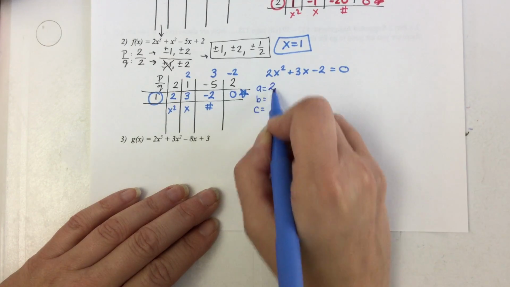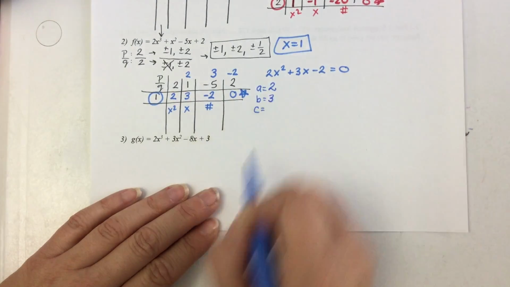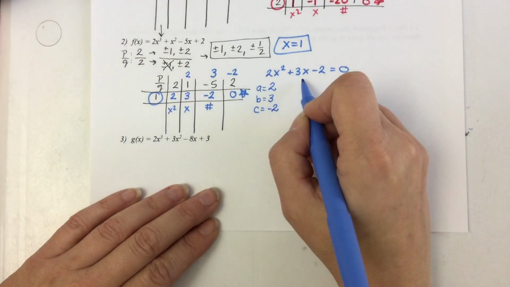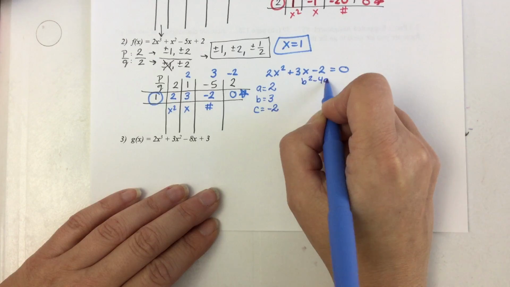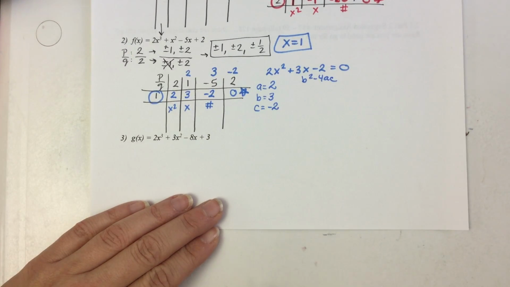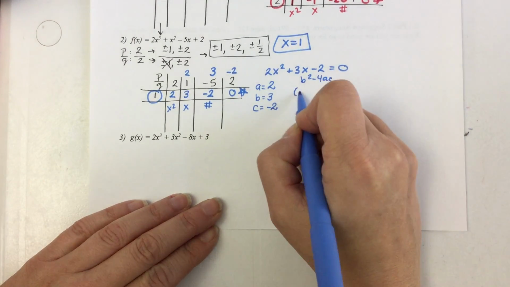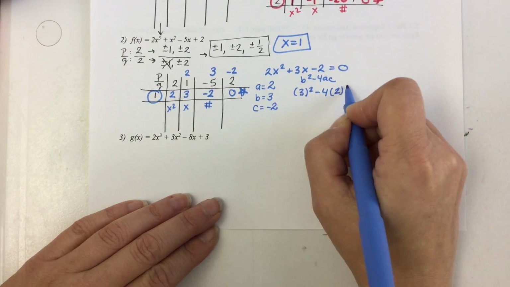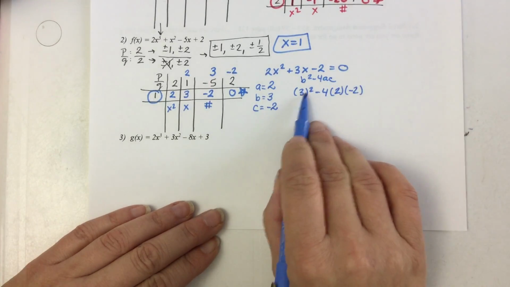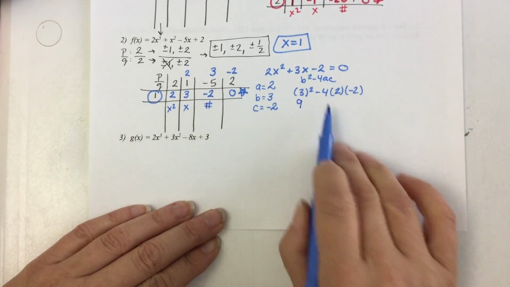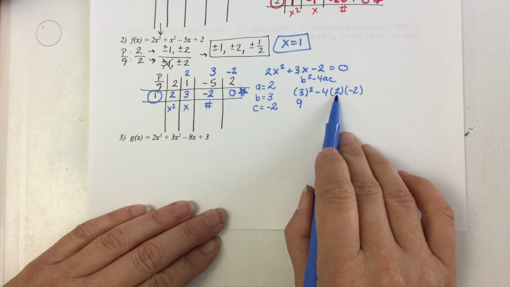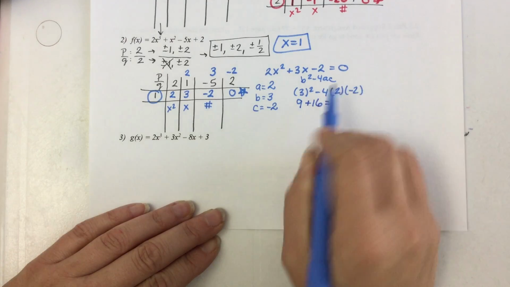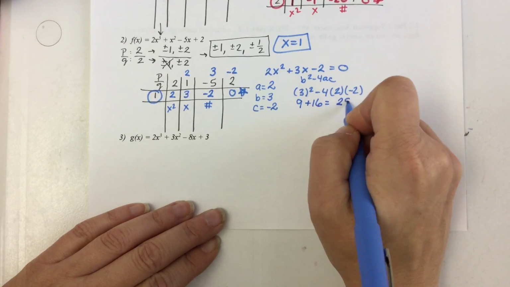A is the value in front of your squared term. B is the value in front of your single x. C is your constant at the end. To find out your discriminant, I calculate b squared minus 4ac. B is 3. 4 times a is 2, and c is -2. Well, 3 squared is 9. -4 times 2 is -8. -8 times a -2 is a positive 16. 9 plus 16 is 25.